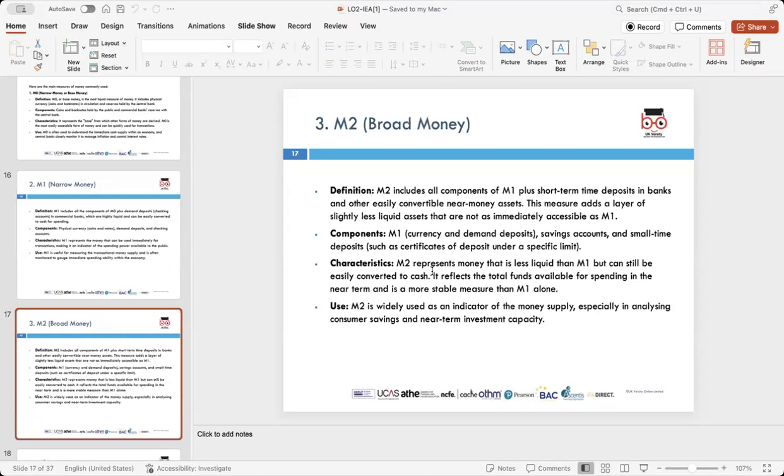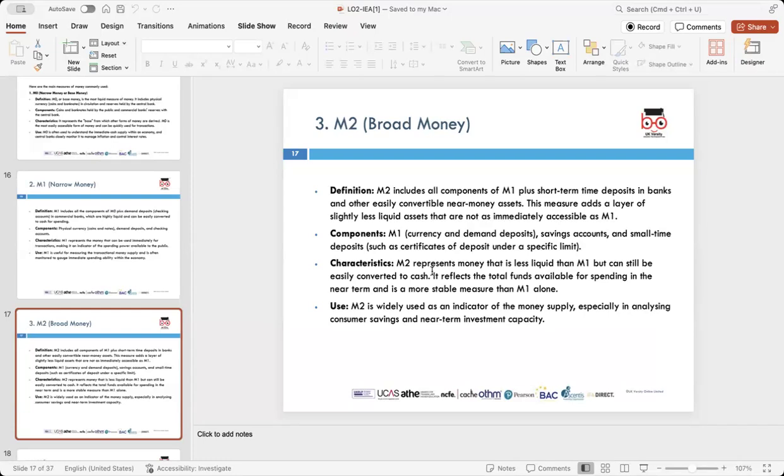Now we will talk about M2, which is broad money. M1 was narrow money. M2 is broad money. So M2 takes it a step further by including savings accounts and short-term deposits. These funds are not as immediately accessible as M1, but can still be converted into cash relatively easily. M2 consists of all M1 components: cash, demand deposits and checking accounts, plus savings accounts and small time deposits such as certificates of deposit under a specific amount.